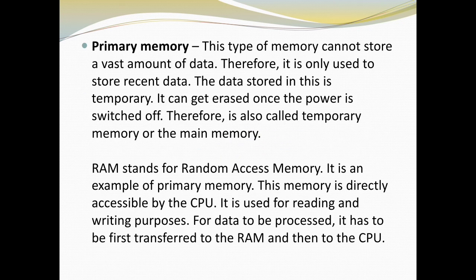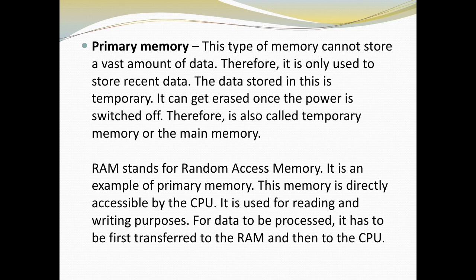Let's see what primary memory is. This type of memory cannot store a vast amount of data. The primary memory is built into the computer. It cannot store a huge amount of data, therefore it is only used to store recent data. The data is stored in this memory temporarily. Whatever we store in the primary memory is not stored permanently.